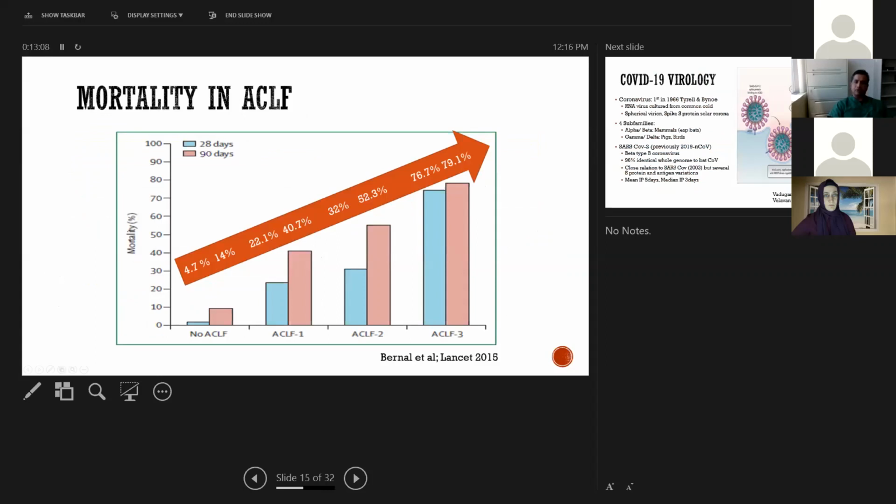So at this time, we're already dealing with a patient who has ACLF grade 3, and we know that the 28-day mortality in this patient is more than 75%.